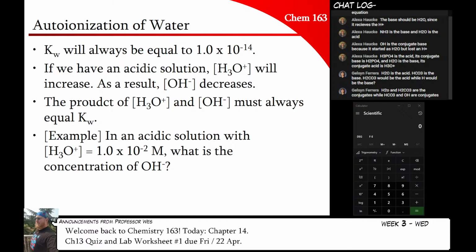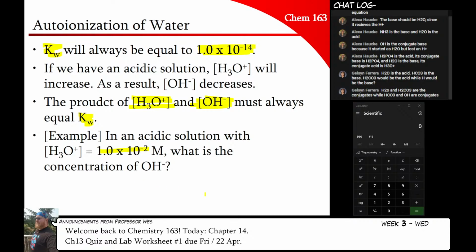Now, because Kw is always this number at 25 degrees Celsius, multiplying these two things together must always equal Kw. And so we can calculate numerically what the amounts of H3O+ and OH- would be. So let's suppose that we have an acidic solution where there is more than 1 times 10 to the minus 7 moles per liter of H3O+. In this case, I have 1.0 times 10 to the minus 2 moles per liter.